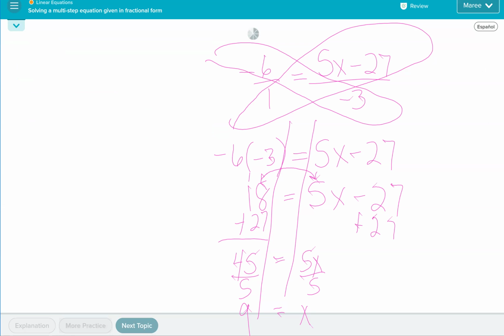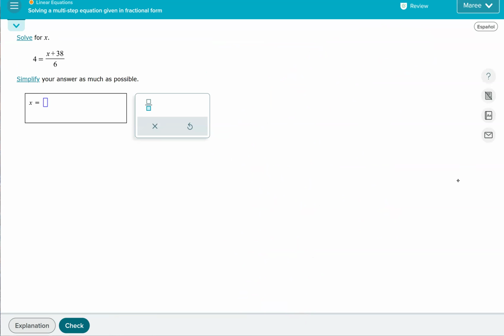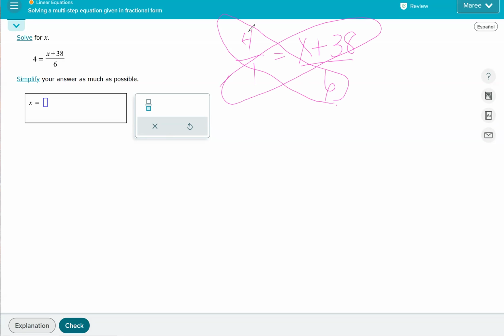Okay, let's do another problem. So we're going to cross multiply again in this case. Or we can start seeing a pattern. So after we do this one, we'll do the third one by the pattern that we notice. So our cross multiples, we have 4 times 6 has to equal 1 times x plus 38. 4 times 6 is 24. 1 times that is just x plus 38.